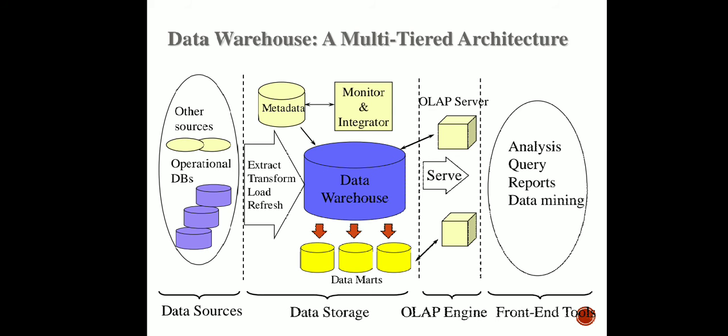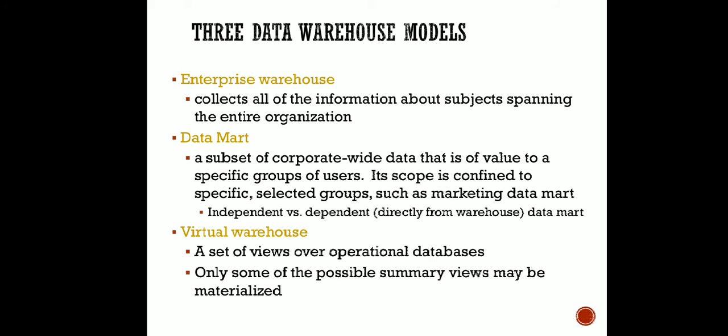Okay, now if we see these 3 models, that is enterprise warehouse, data mart and virtual warehouse. Enterprise warehouse collects all of the information about subjects spanning the entire organization. Data mart is a subset of corporate-wide data that is of value to a specific group of users. Its scope is confined to specific selected groups, such as a marketing data mart.